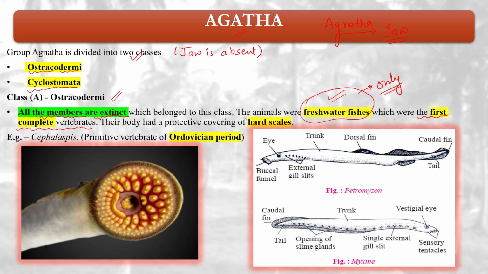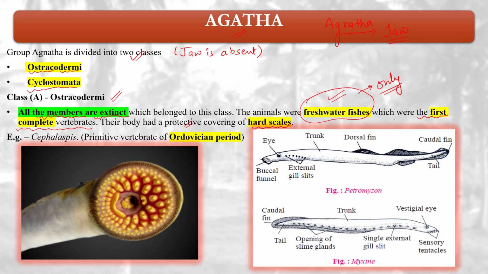So first, freshwater fishes and only freshwater fishes. Second, first complete vertebrates, and they have a hard protective covering made up of hard scales. They have a very hard protective covering which is made up of hard scales. Understood?